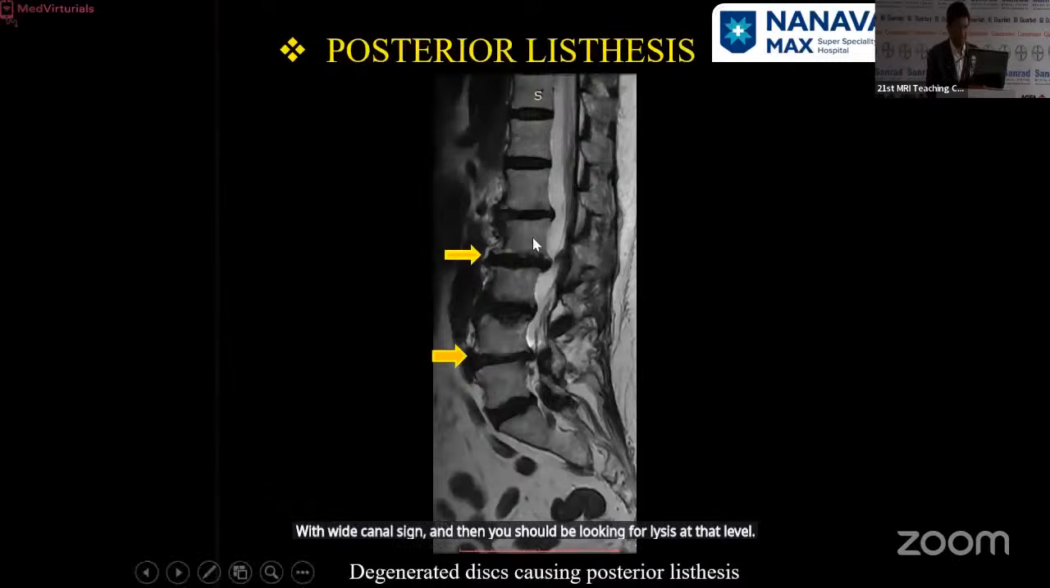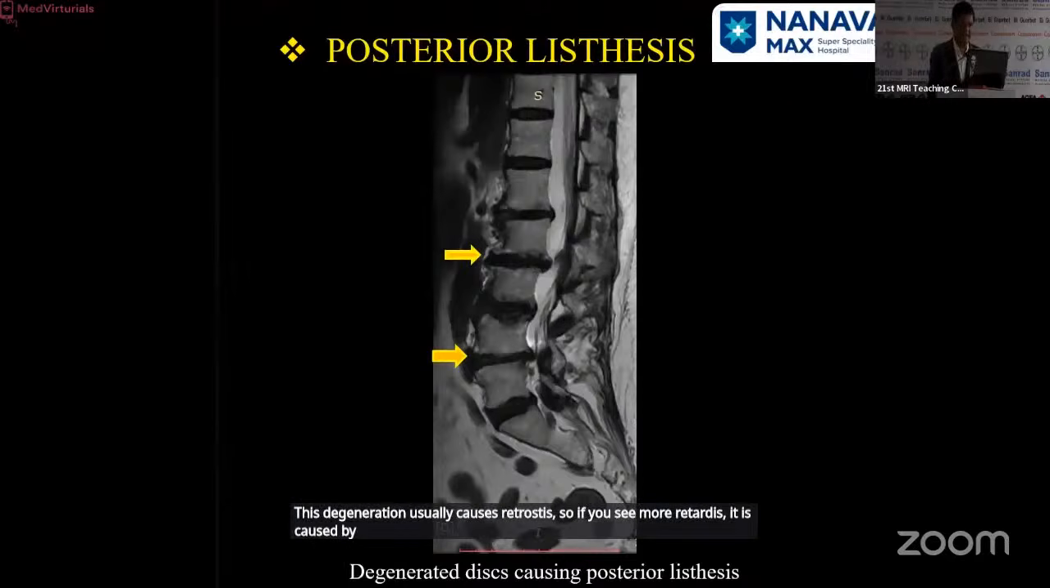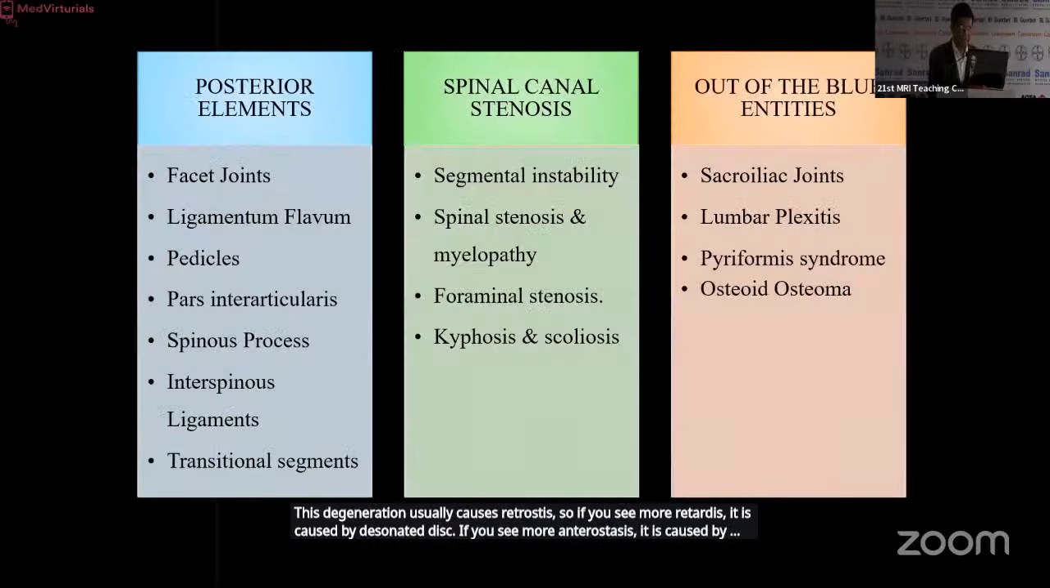Disc degeneration usually causes retrolisthesis. So if you see more retrolisthesis, it is caused by degenerated disc. If you see more anterolisthesis, it is caused by facet arthropathy.